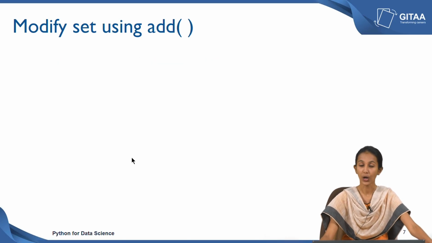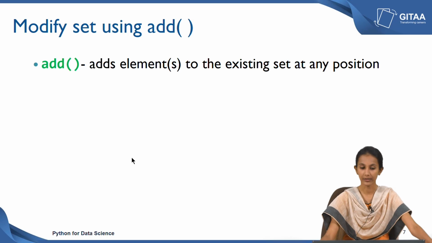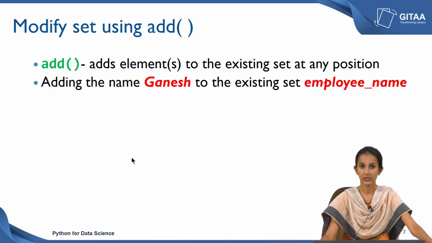Let us look at how to modify a set using the built-in functions available in Python. First, we look at how to add elements to the set. The built-in function available in Python is add. It adds an element to the existing set at any position. Let us say we want to add Ganesh to the existing set employee_name, which we already created. Let us look at how to do that.